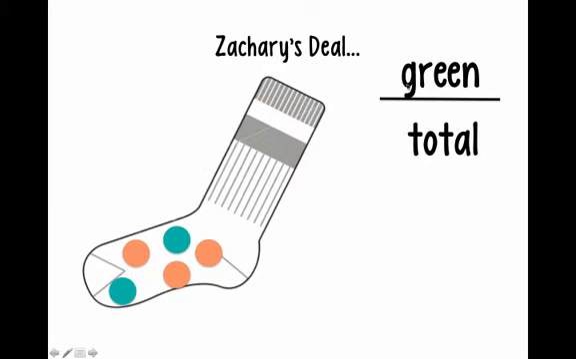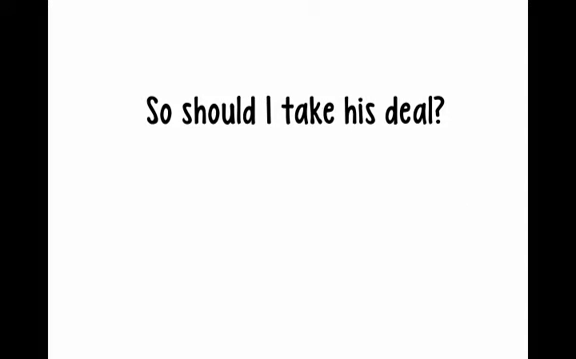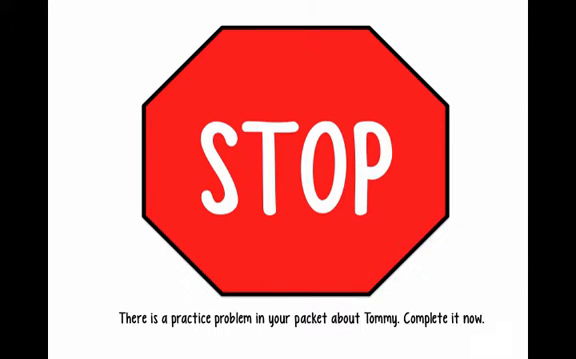In order to do that, I count how many green there are, 1, 2, over the total number of marbles that there are, 1, 2, 3, 4, 5. My chance of Zachary pulling out a green marble and giving me his Pop-Tart is only 2 out of 5. And I happen to know that 2 out of 5 is less than half. The chance of me having to give up my Pop-Tart and my graham cracker is greater because the probability of him pulling out an orange marble would be 3 out of 5. So should I take his deal? No, I shouldn't take Zach's deal if I want to hold on to my breakfast.